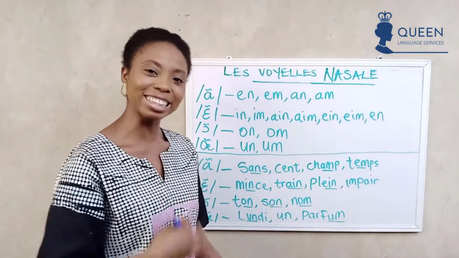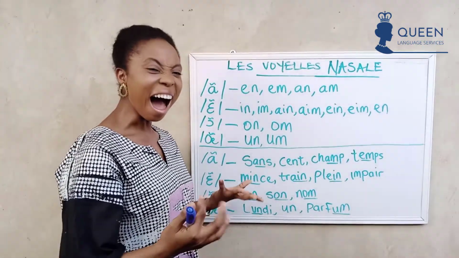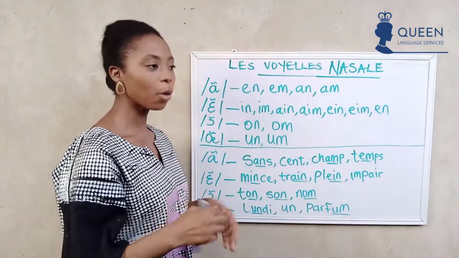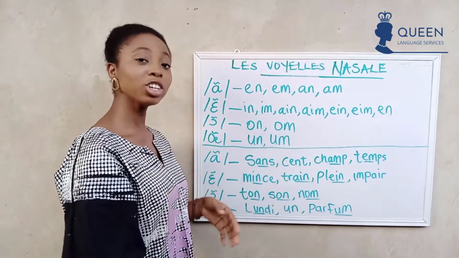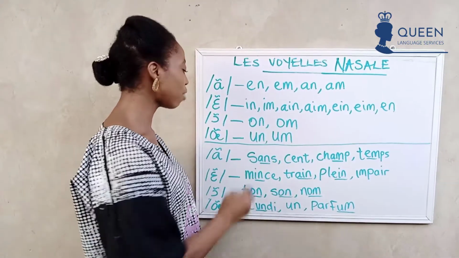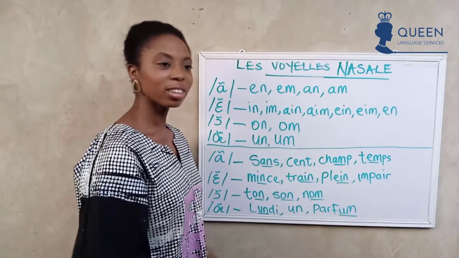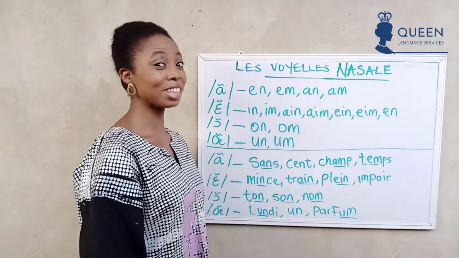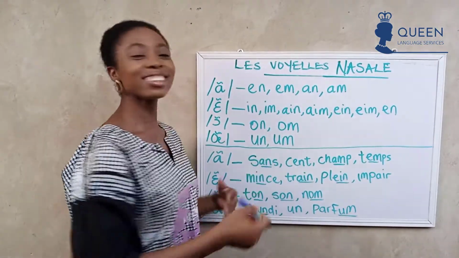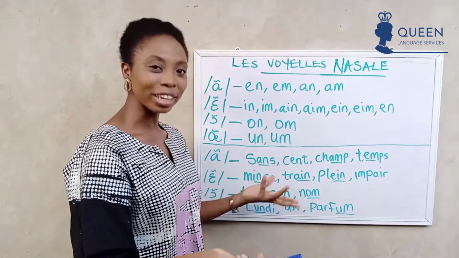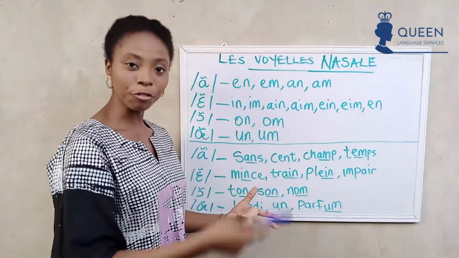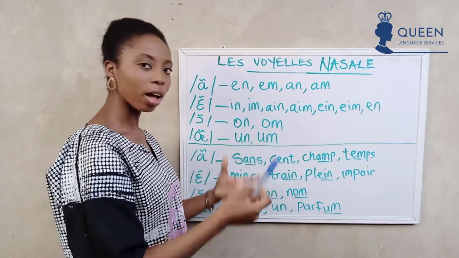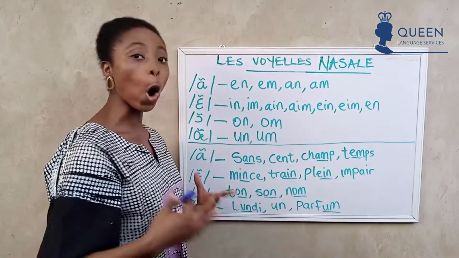So let's look at examples. For the first sound, example, we have sans. Can we hear the sound? You are using your nose to pronounce it. J'ai sans l'argent. I'm without money. I'm always with money, you know. So sans means without. Can we see the an form of the sound? So let's move on. We have cent, which means 100.